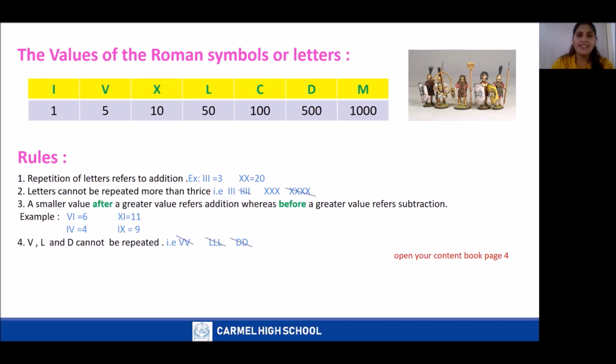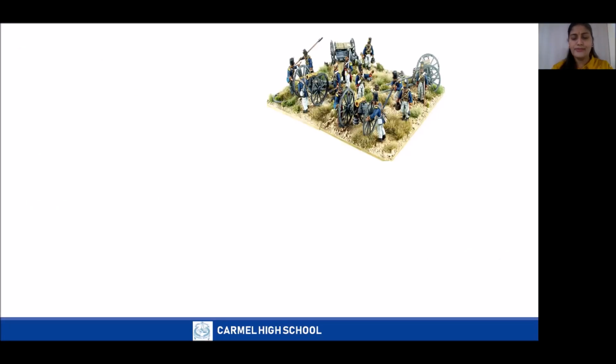Now, keep the cutouts and the book ready. Now, we shall have an activity. I'm going to give you some numbers which you are going to convert into Roman numerals. Clear? Yes. First one is 25. Arrange the cards, children. Arrange the cards for number 25.